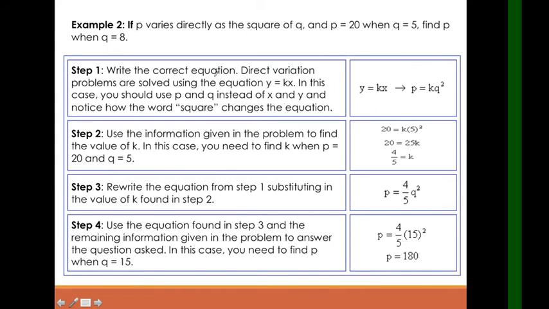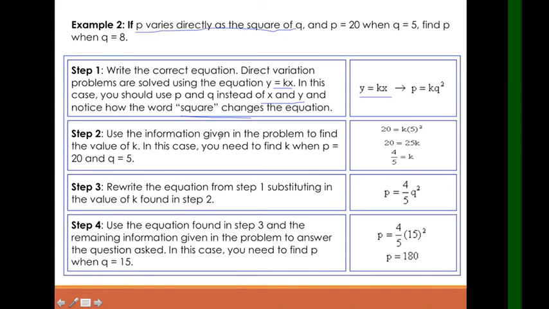So, write the correct equation. Direct variation problems are solved using the equation y is equal to kx. In this case, you should use p and q instead of x and y. So, papalitan natin sila ng p and q. And notice how the word square changes the equation. So, here the equation, sabi, p varies directly, that's the k, the square of q. Ito yung mathematical sentence natin.